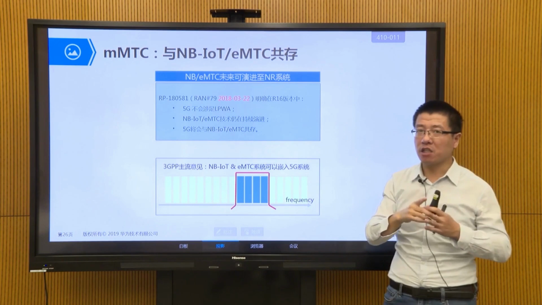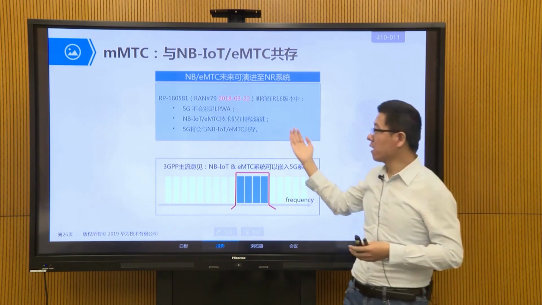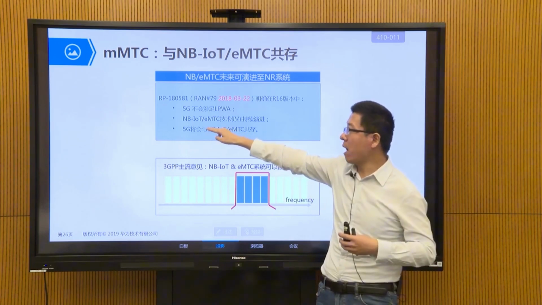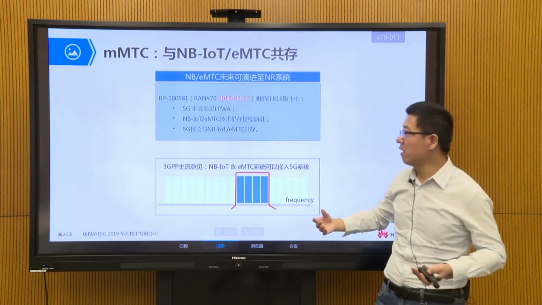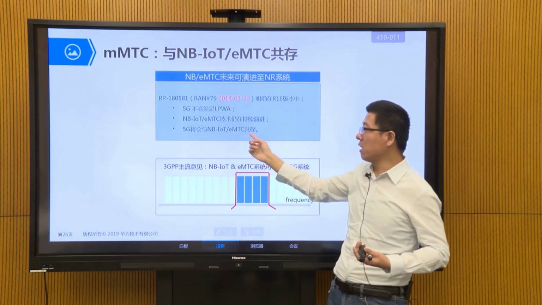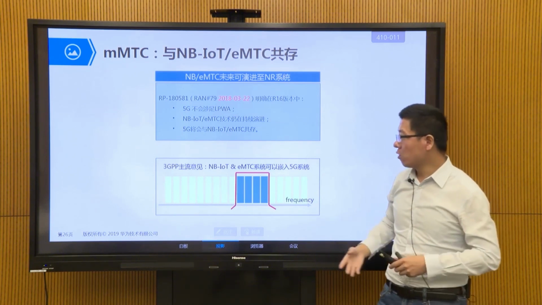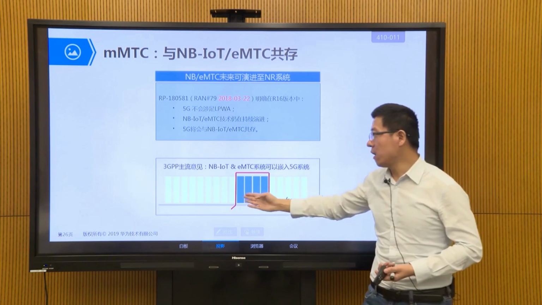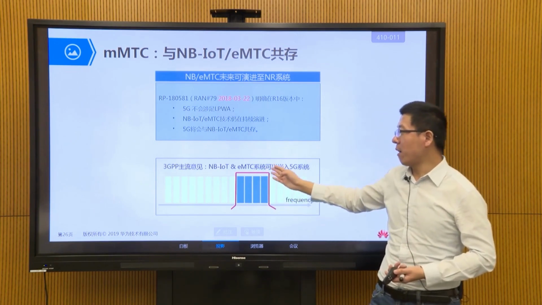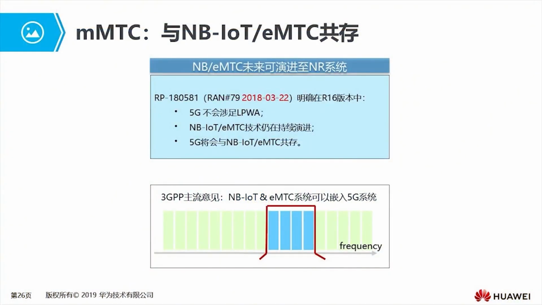Then our current NB-IoT and eMTC technology will continue to evolve. Future 5G mMTC will also coexist with NB-IoT and eMTC, maintaining compatibility with our previous technology. So in the future, 4G-based NB-IoT and eMTC can be embedded into the 5G system, because NB-IoT and eMTC are both narrowband systems. The use of resources is relatively small. They can be directly embedded into 5G, such a large bandwidth. So this is the scenario of mMTC.